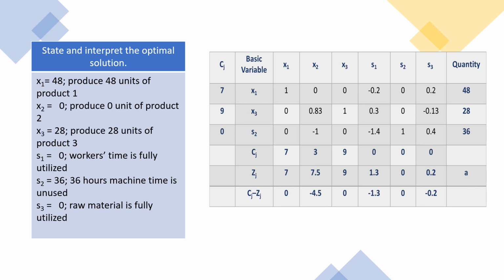So from the table, we can obtain the values for X1, X3 and S2. The value for X1 is 48, X3 is 28, S2 is 36. For variables that are not listed, the value is 0.